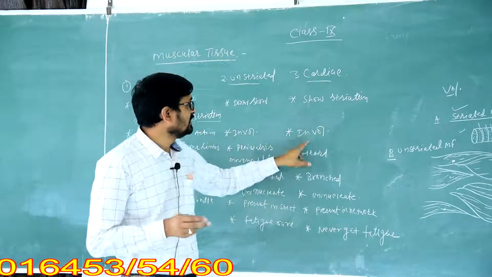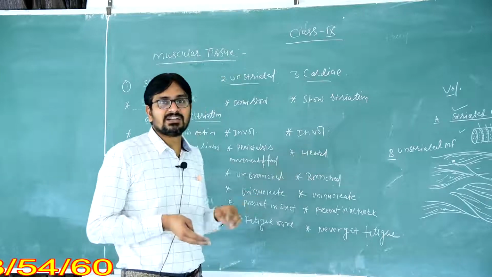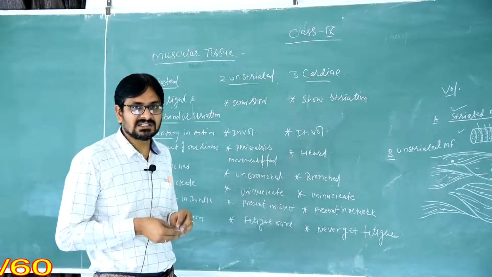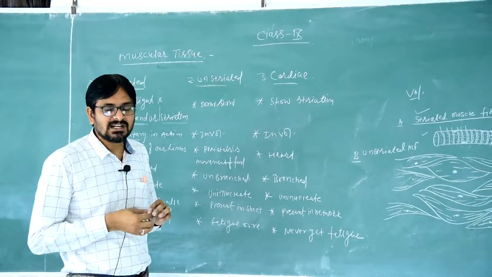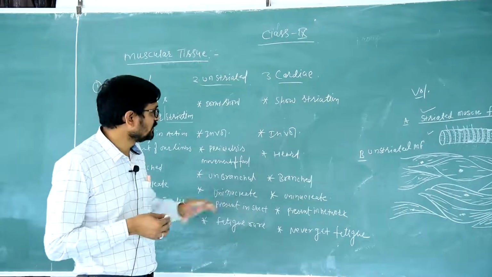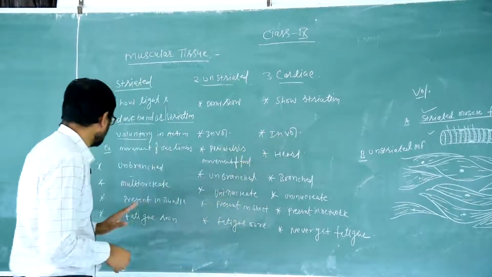And the third one, cardiac muscle, is also involuntary. We cannot control the activity of the heart muscles. Heart muscles continuously contract and relax to pump the blood into the whole body. So it is also involuntary in action. Clear? Move to the next point.